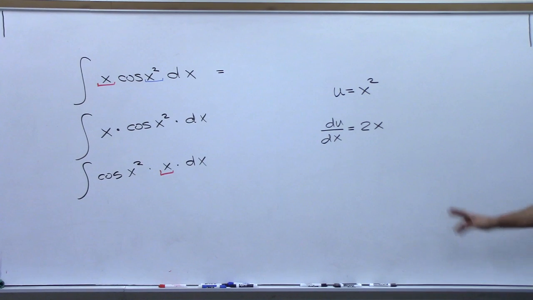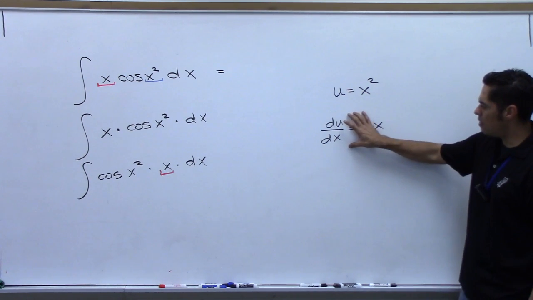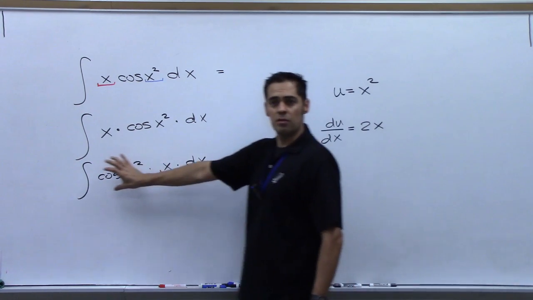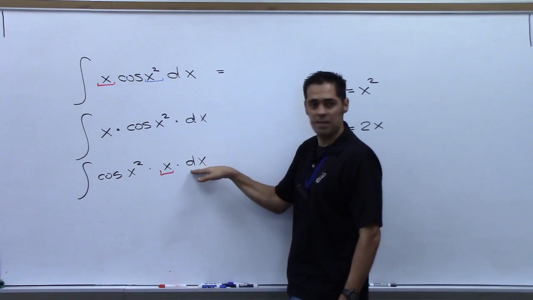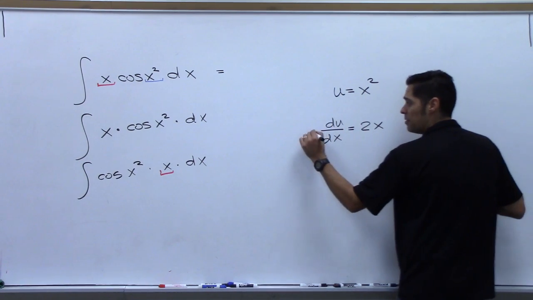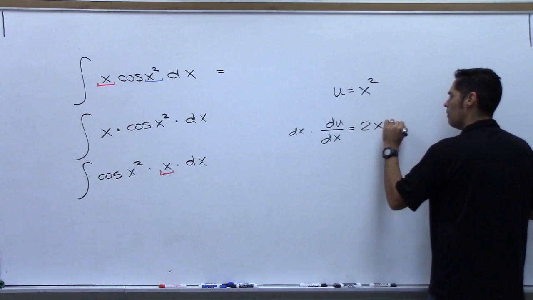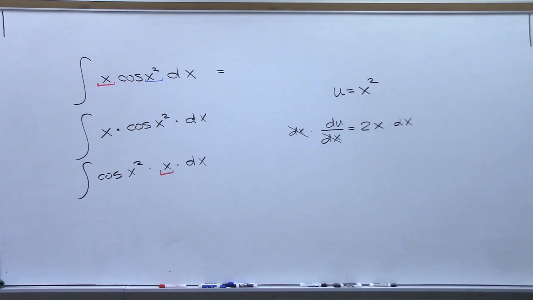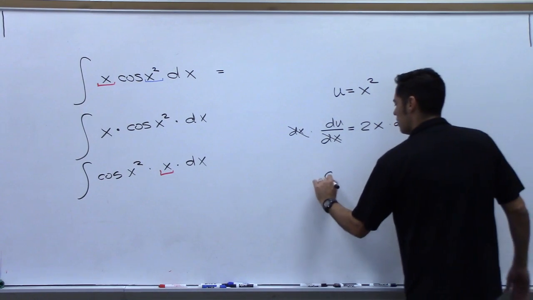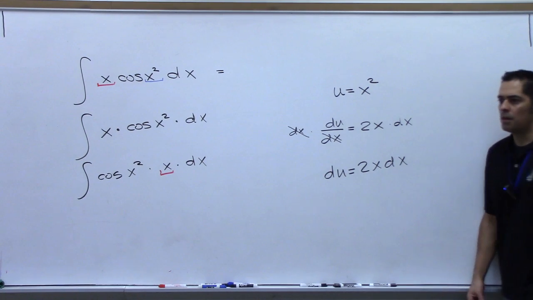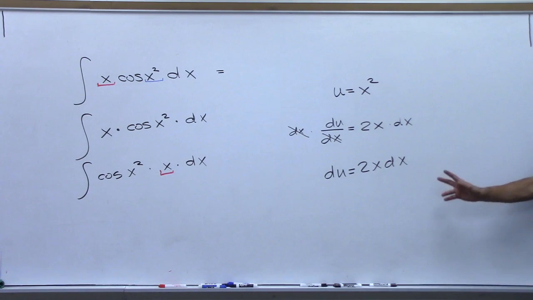Now, with this equation right here, notice that we have a dx here. And notice in our integral, we have a dx there. What I'm going to do is multiply both sides by dx here. And these go away. And so what you're left with is du equals 2x dx. Okay? Any questions with that? So what am I doing? Why am I doing this?